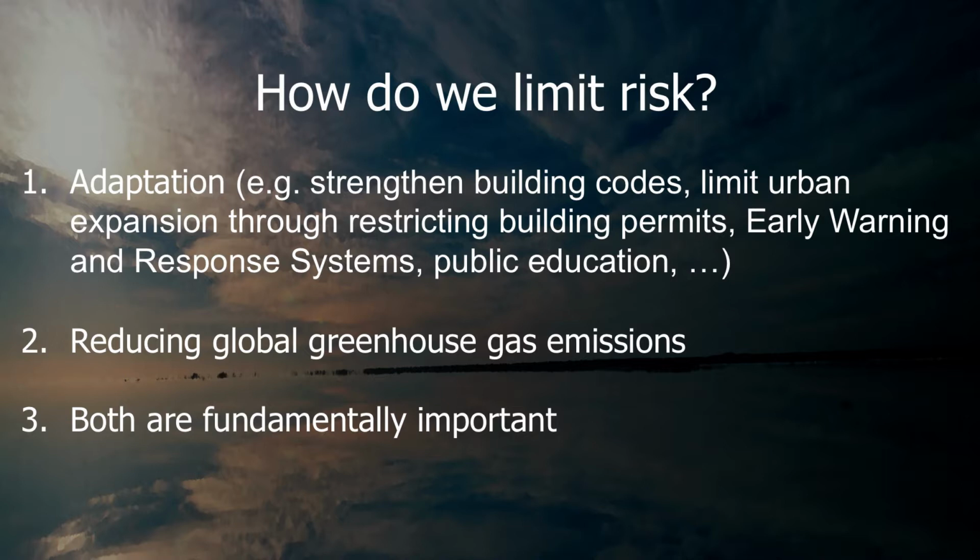So there's two ways. One is through adaptation, which Matt will say something about, and then through things like building codes and limiting urban expansion, for example, through the greater use of early warning and response systems, through public education. And the other major way in which we can reduce these risks is to obviously reduce global greenhouse gas emissions. Both of them are very important.